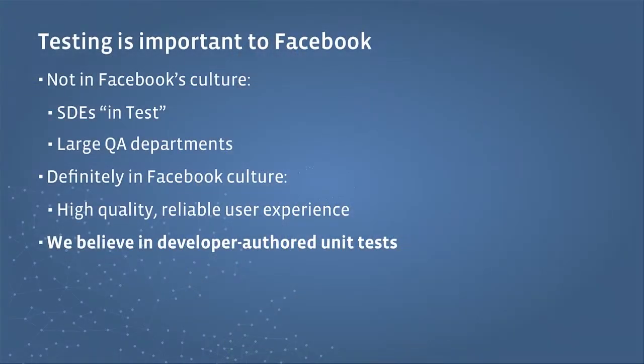So we don't have test engineers, right? Some teams I've worked on in the past, as an engineer, you write the code, you ship it over the wall, and then you have QA go and try things out, and hopefully they find the bugs, and then they send them back to you, and you have to make a decision as to what's going to get fixed or not. We don't have QA departments, and we don't have test engineers. But what is in Facebook's culture is high-quality apps and reliable user experience. And so in order to enforce this, we rely on our engineers to include developer-authored tests.